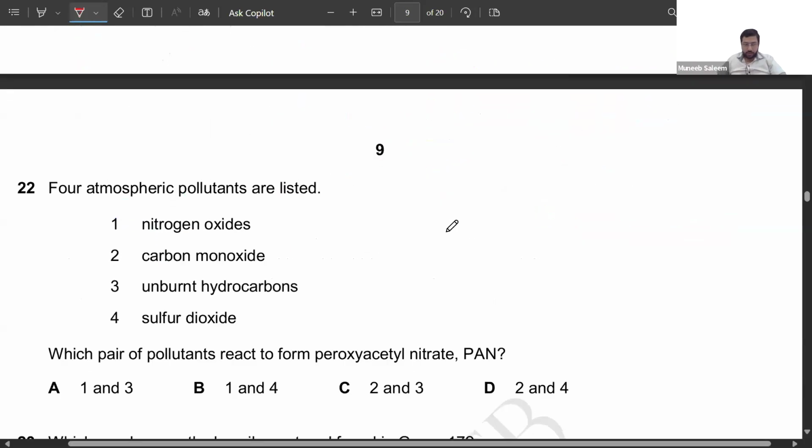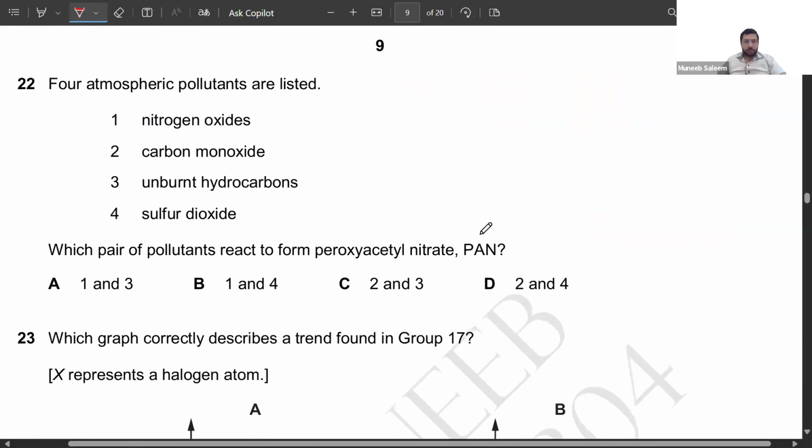Now, next question number 22. Four atmospheric pollutants are listed, and we have these four different oxides present. Then it says which pair of the pollutants react to form peroxyacetyl nitrate, PAN. This is a pollutant which is included in our syllabus in 2022 and onwards. Before that, it was not a part of the syllabus. So now, how do we get a formation of the PAN from these atmospheric pollutants?